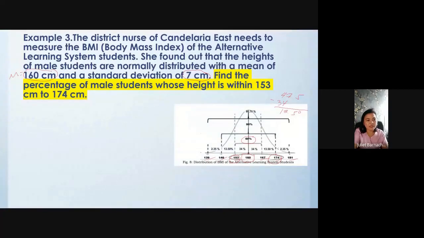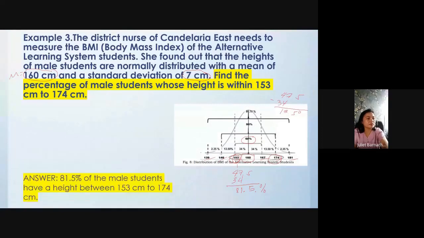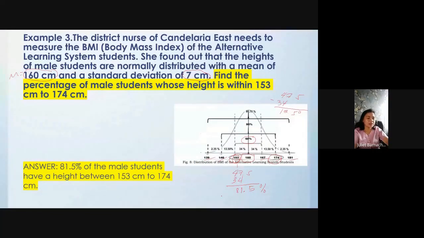So, since ang question ay 153 hanggang 174, alam natin na ito ay 47.5 at ang 0 hanggang negative 1 ay 34. So, ang gagawin mo, 47.5 plus 34. 5 plus 4 is 9, 7 plus 4 is 11, carry 1. So, since the question is percentage, this is 81.5%. Answer: 81.5% of the male students have a height between 153 centimeters to 174 centimeters.